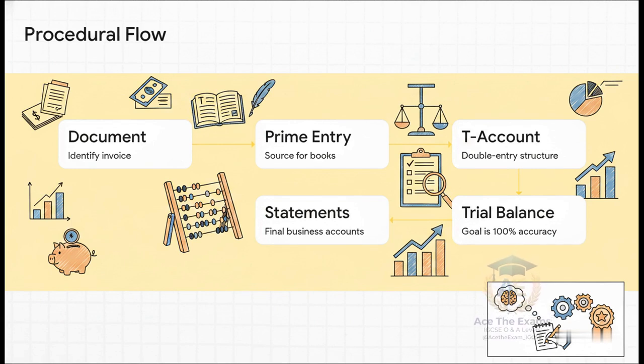The absolute golden examiner rule here is method marks. In your practical coursework and your exams, when you're dealing with complex digital error corrections, you must document your evidence. Show your formula, show your procedural logic. Even if your final calculator output is completely wrong, showing those workings guarantees you get those method marks.